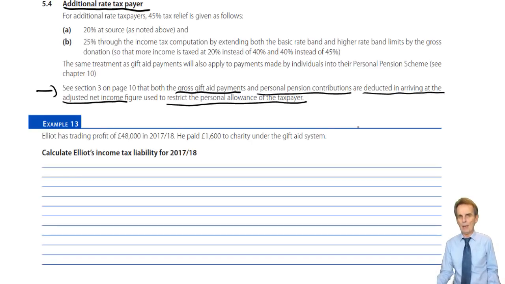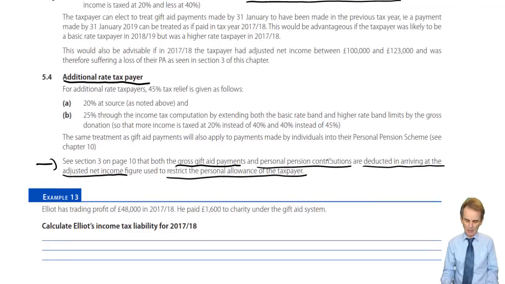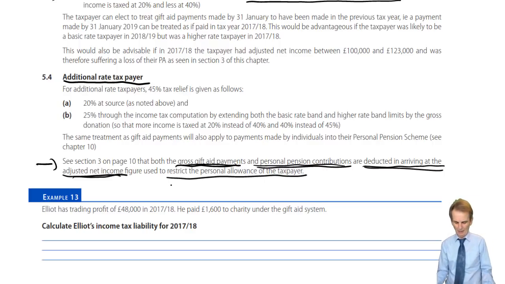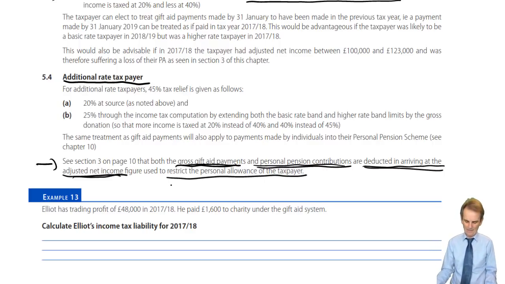But the figure that we compared with the income limit of £100,000 was an adjusted net income. Now again, remember, we know what net income is, at least I hope we do, off the income tax computation. Adjusted net income was net income less the gross amounts of these payments. As we said, both gross gift aid payments and gross personal pension contributions are deducted in arriving at the adjusted net income figure of the taxpayer. That's what we need to be able to deal with.